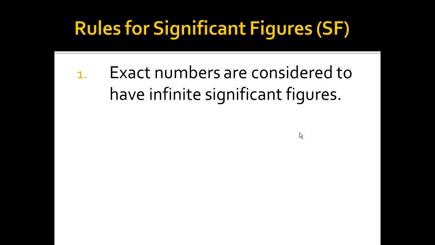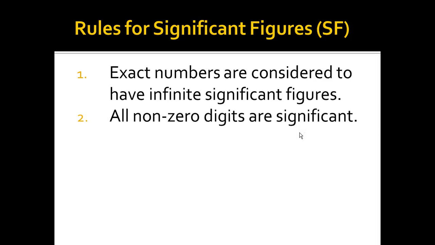So for example, if we express a number such as 23, the number 23 is exact. For example, the number 23 represents the number of persons. The number of persons is a count noun, 23 persons. So when we have exact numbers, then it is considered that these exact numbers have an infinite number of significant figures. Rule number two, all non-zero digits are significant. So in our given example, the number 23, the digit 2 and the digit 3 are non-zero digits and they are considered significant.